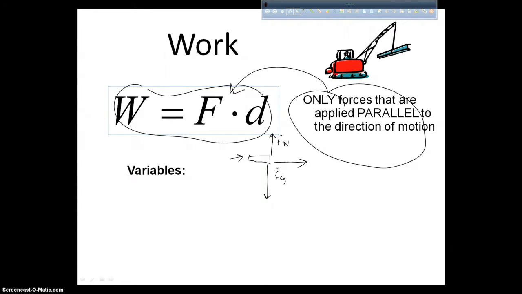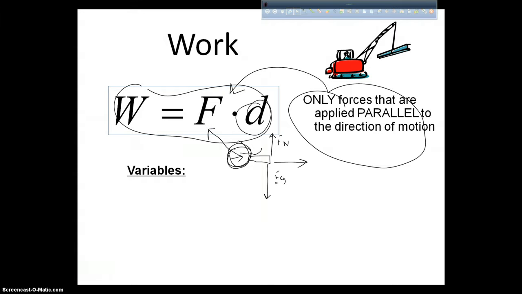So while those are real forces, those forces are not what's going to go into our equation here, because those forces have nothing to do with this distance that's being covered by the book. That force that is causing that motion is this one right here. It's the force that we're applying. So this one is the one that we're going to stick in here for our force.